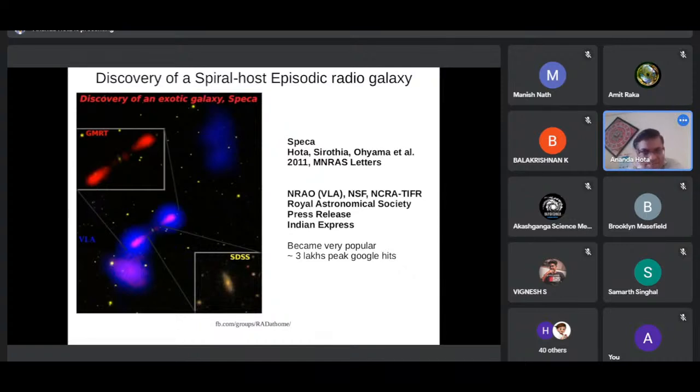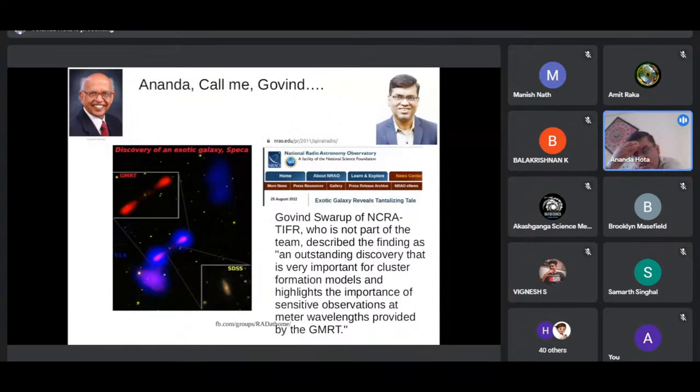Okay, everything is interconnected. Because of the discovery, the father of Indian radio astronomy, Govind Swarup, appreciated our effort. This discovery was press released by NSF USA. Govind Swarup of NCRT-FR, who is not part of the team, described the finding as an outstanding discovery that is very important for cluster formation models. Cluster means clusters of galaxies, not stars, and it highlights the importance of sensitive observations at meter wavelength provided by the GMRT. This is 1 meter wavelength radio wave in which we have imaged that, roughly 300 megahertz, 1 meter wavelength size.